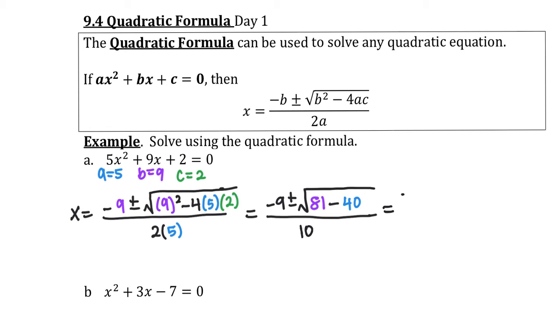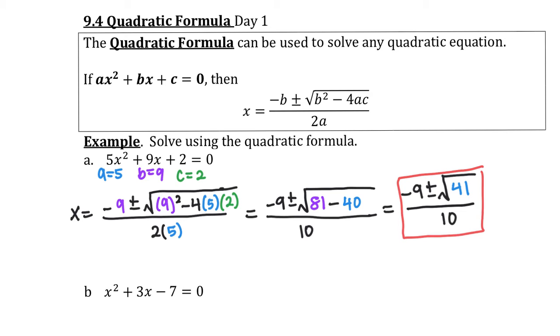Now I just have to simplify the radical a little bit more. Inside my radical, I have 81 minus 40, which is 41. And then I still have a big fraction. The fraction line goes all the way across, and I have a 10. Now I need to look at this real quick. Do I know the square root of 41? I don't, so it must be irrational. Can I simplify the square root of 41? No, I can only think of 1 times 41. So even though this looks kind of like a mess, this is my final answer.